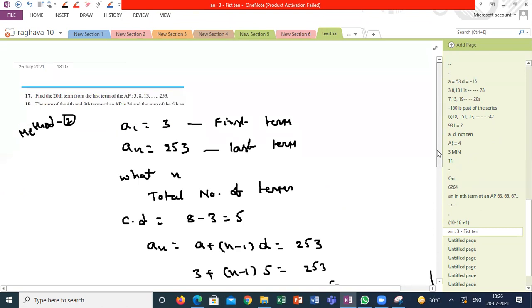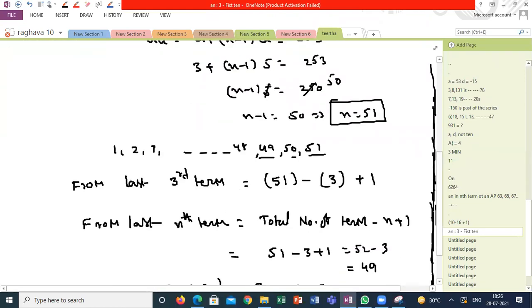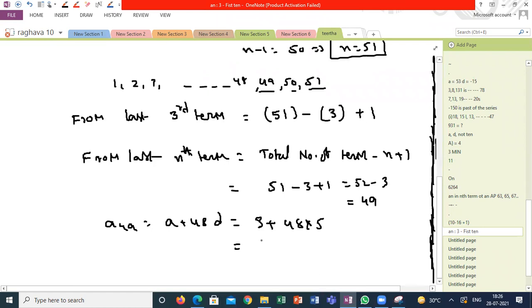Find the 20th term from the last. Sorry guys, I am doing the third term. First find out this one, not a problem. We will do the 20th term from the last. So 3 plus 48 into 5 is how much? 240. So the answer is 243. The answer is 243.